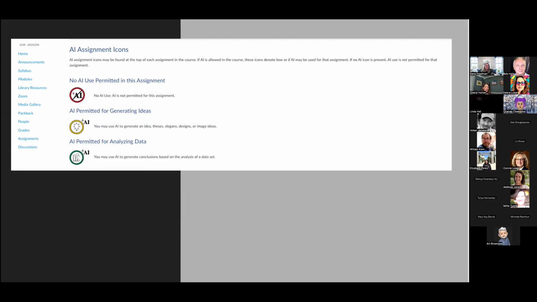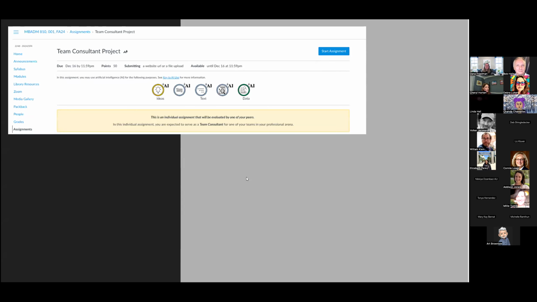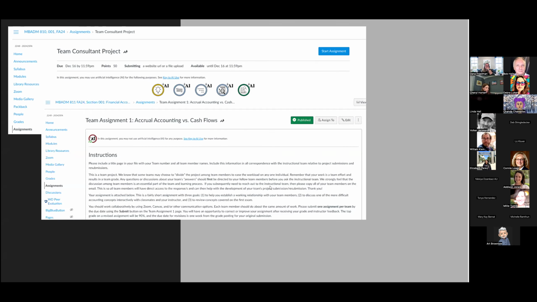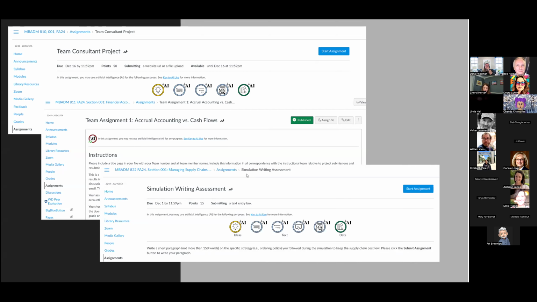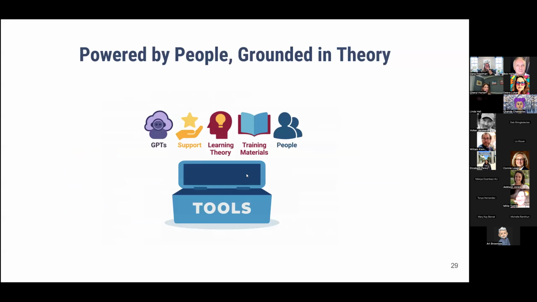It's permitted for analyzing data. It's permitted for generating ideas. So the students know along the way how it's going to be. If it's full, however, whatever you want to do, you use it to your heart's content. It could just be for generating ideas. It could just be for analyzing data or for using grammar if you're writing a paper. We really try to give very targeted examples of what they can use it for in each assignment.